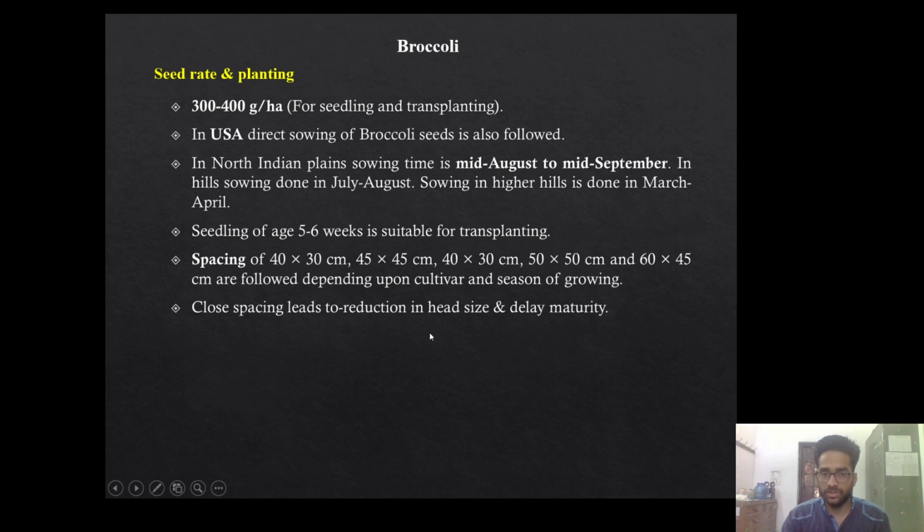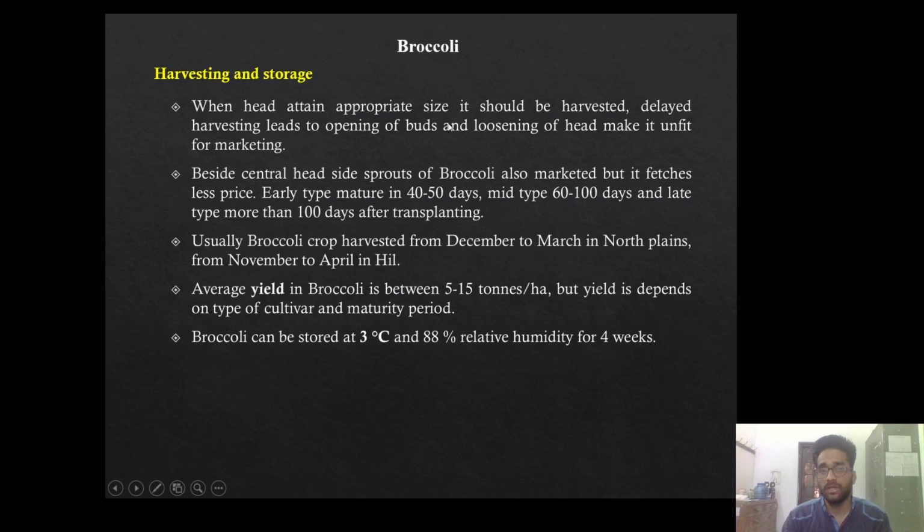Harvesting and storage. When the head attains appropriate size, it should be harvested. Delay in harvesting in broccoli leads to opening of buds and loosening of head, which makes it unfit for marketing. Early type cultivars mature in 40 to 50 days. Mid type cultivars mature in 60 to 100 days, and late types take more than 100 days. Average yield of broccoli is between 5 to 15 tons per hectare, but yield depends on the cultivar and the maturity period. Storage temperature for broccoli is 3 degrees Celsius with 88 percent relative humidity.